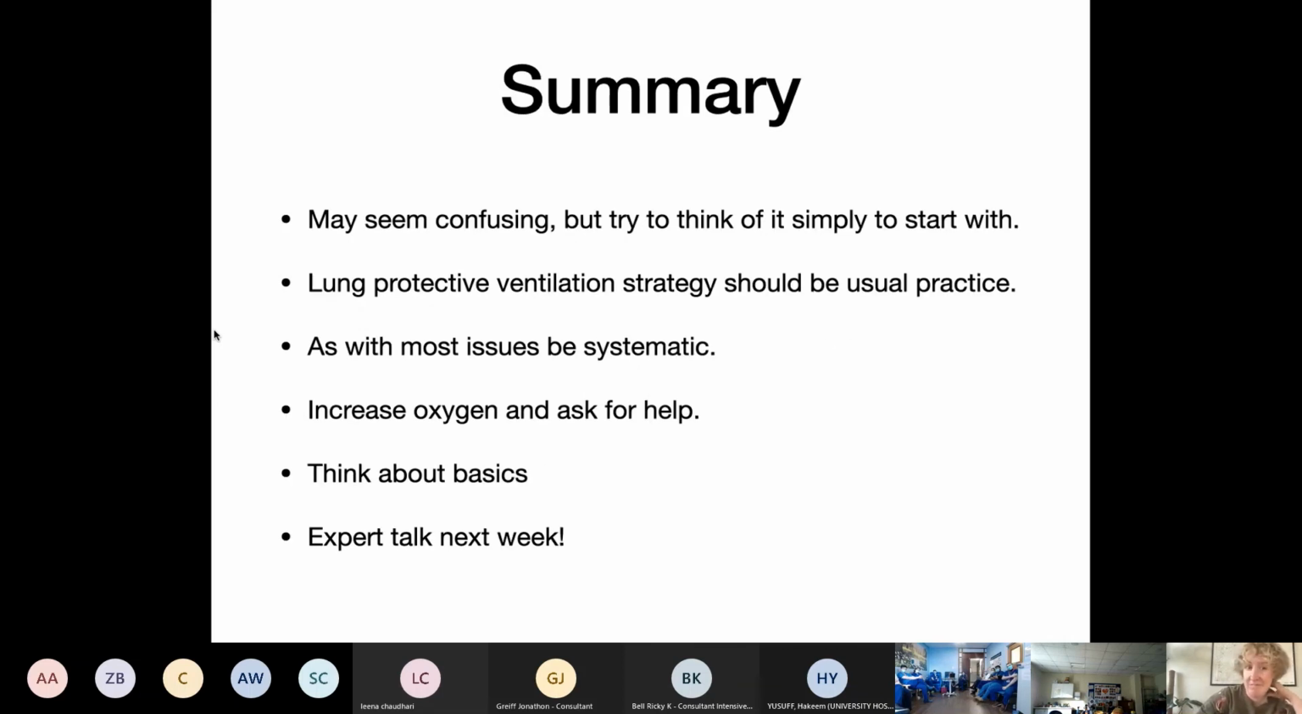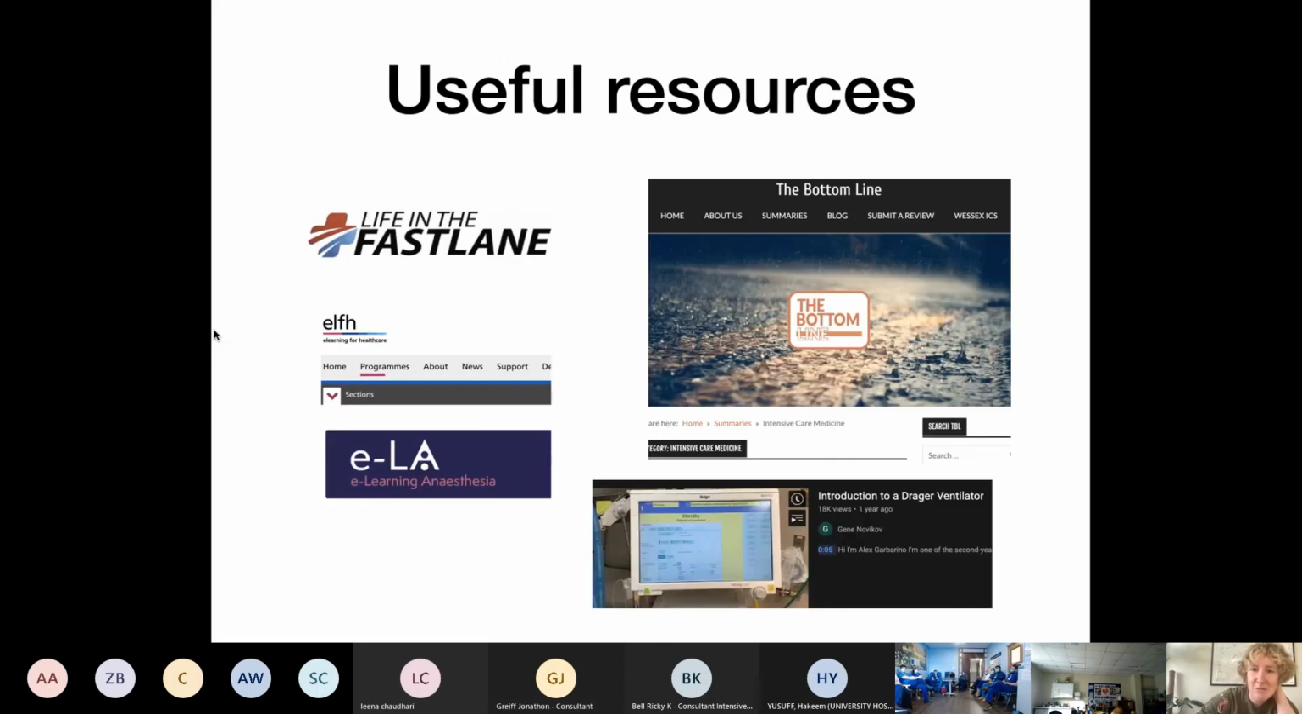So in summary, it might seem confusing, but try to think of it simply. To start with, lung protective ventilatory strategy should be usual practice on intensive care. Issues with the ventilator, as with most things, try to be systematic, increase oxygen and ask for help, and think about the basics, and keenly await an expert talk next week. And some useful resources for now and ongoing.